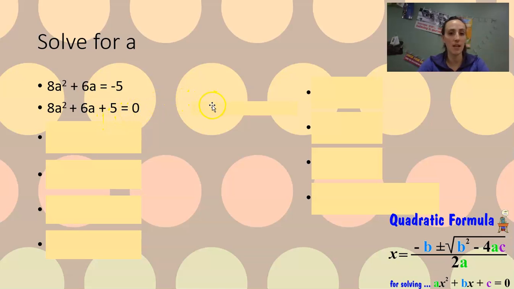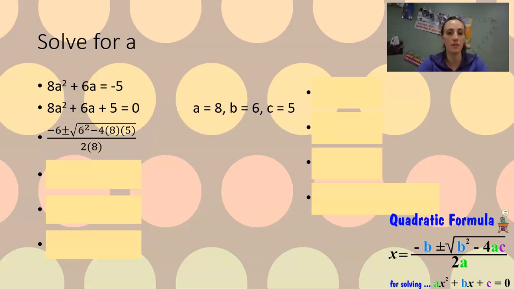From here I can identify a, b, and c. a is going to be 8, b is 6, c is 5. I'm going to substitute that into my quadratic formula to get negative 6 plus or minus the square root of 6 squared minus 4 times 8 times 5, all divided by 2 times 8. Simplifying, 6 squared is 36, 4 times 8 times 5 is 160, and 2 times 8 is 16.